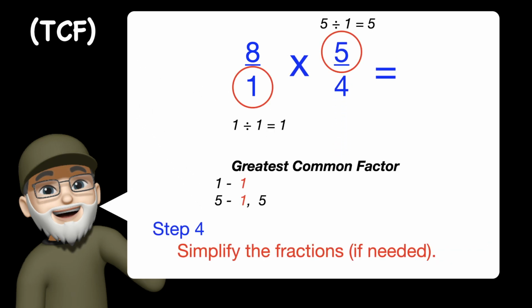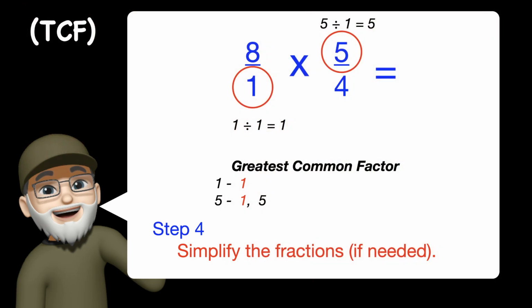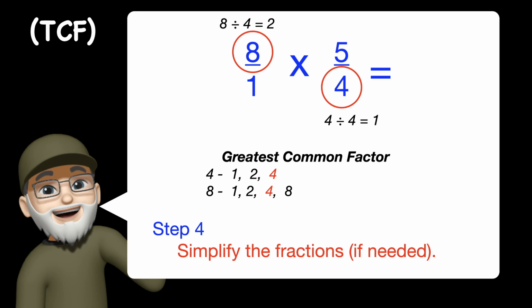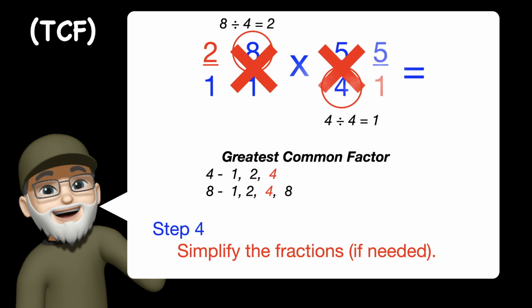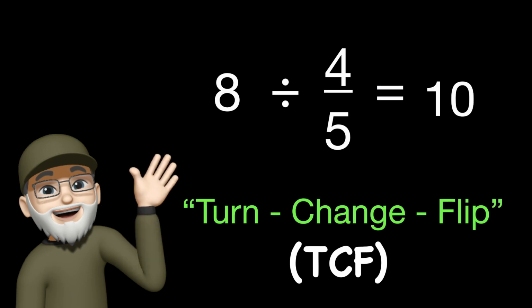Simplify before multiplying. 1 and 5 will not simplify because they have a greatest common factor of 1. 8 and 4 we can simplify because we can divide both of those numbers by the greatest common factor of 4. In this case, 8 over 1 will rewrite to 2 over 1, and 5/4 can be rewritten as 5 over 1. Next, we multiply straight across numerators and denominators, and we get 10 over 1, which simplifies to an answer of 10 using the turn, change, and flip strategy.